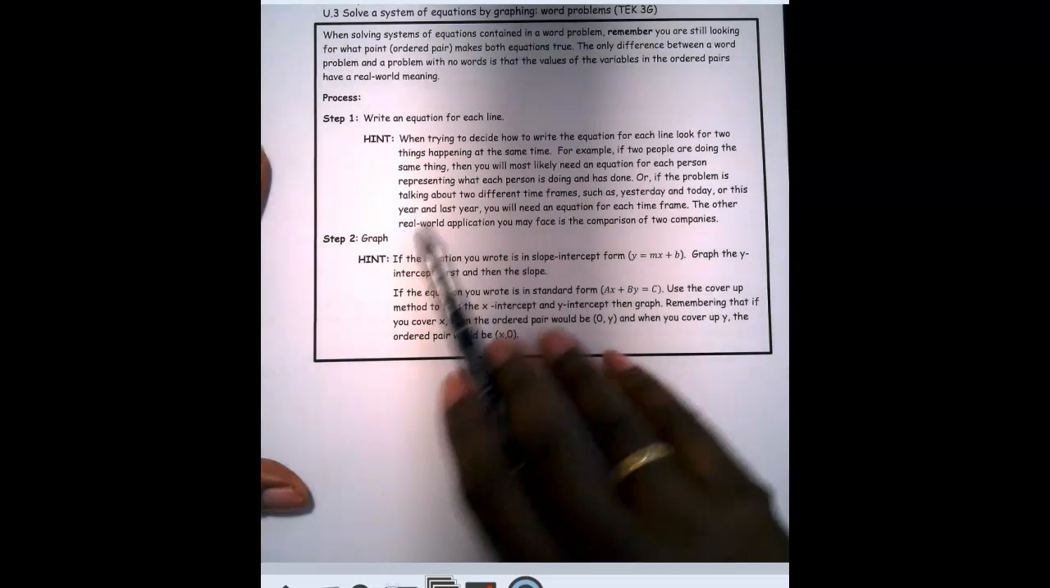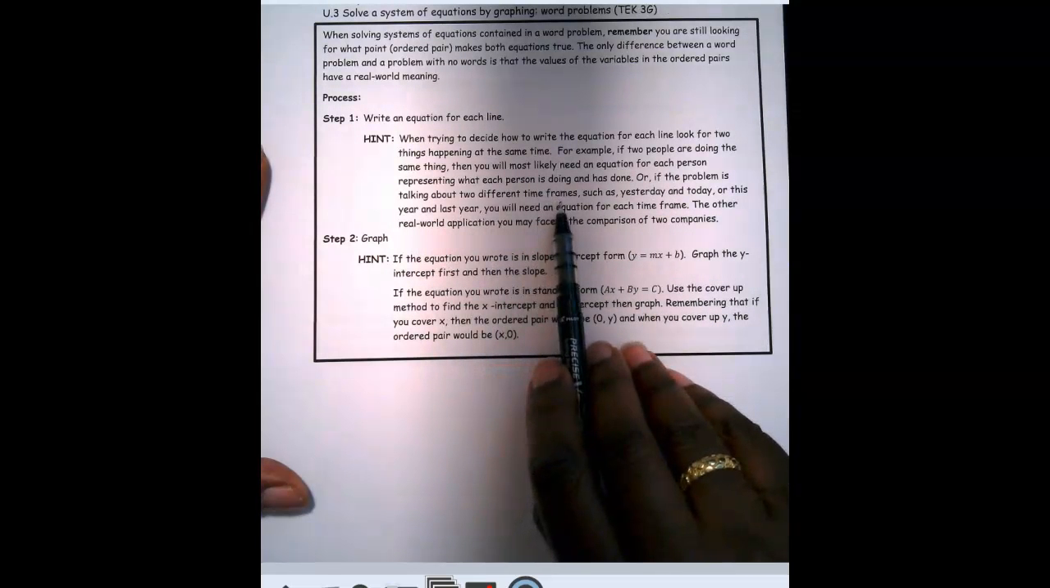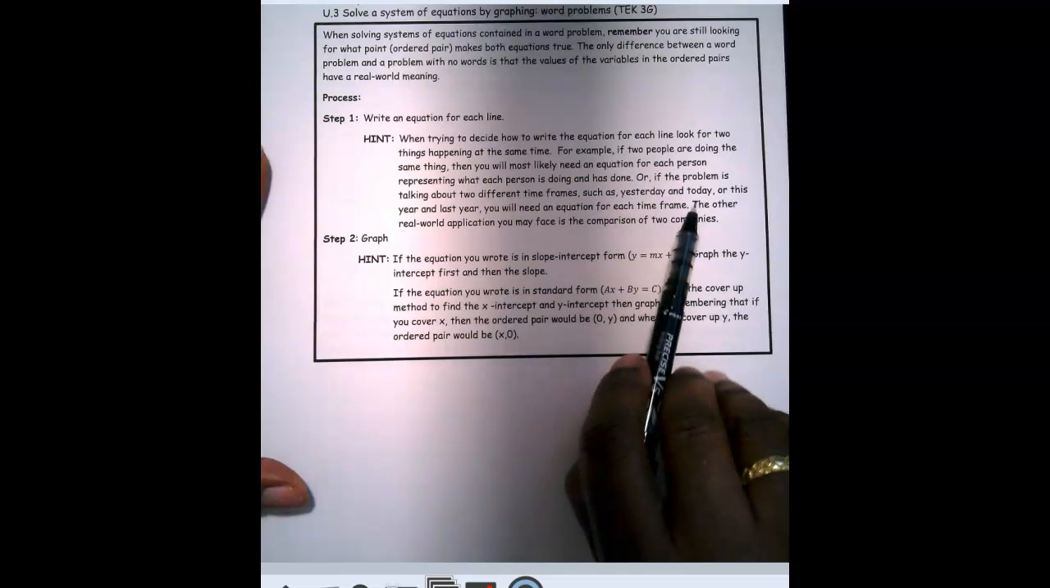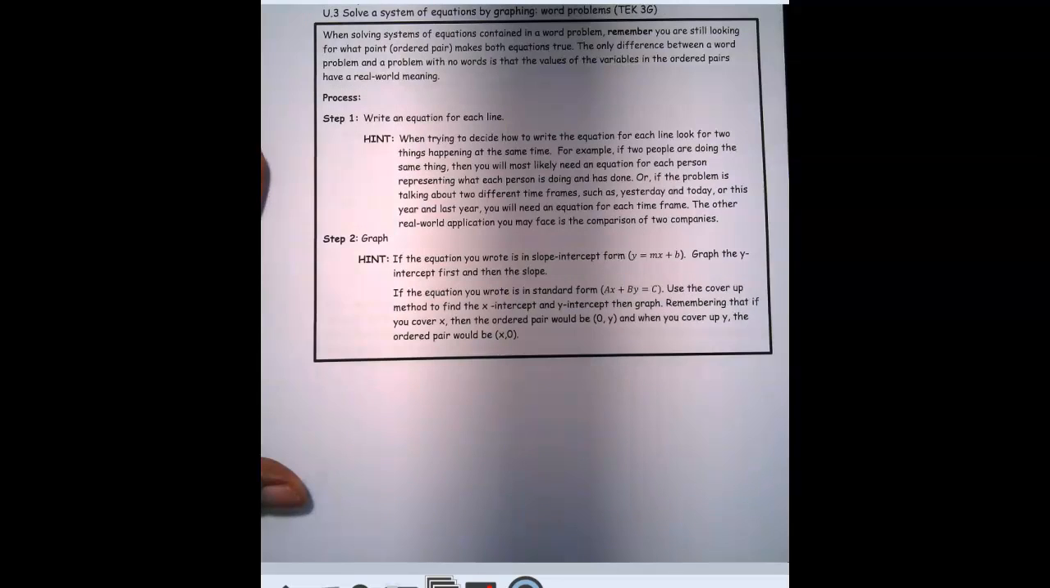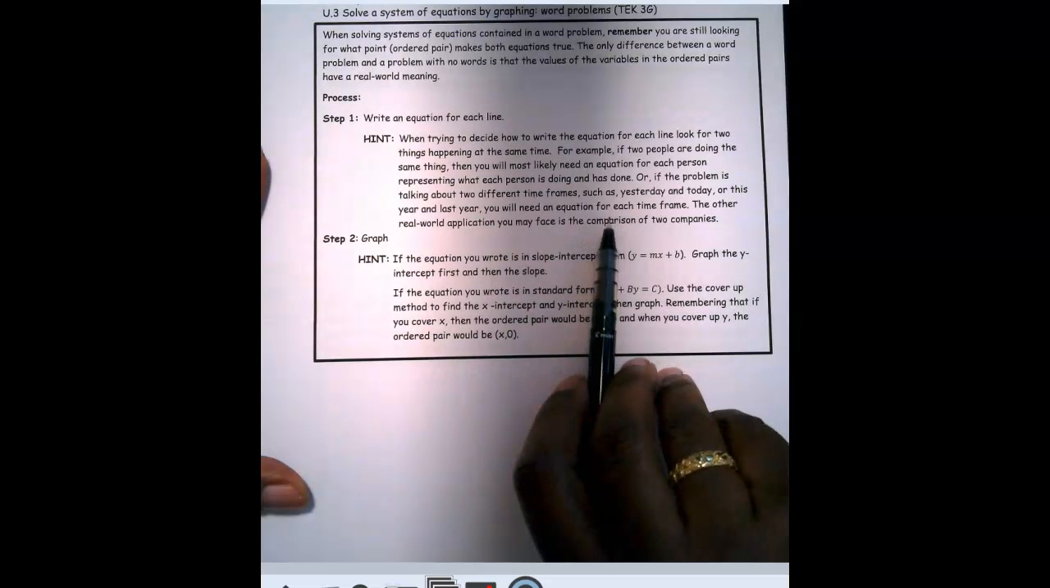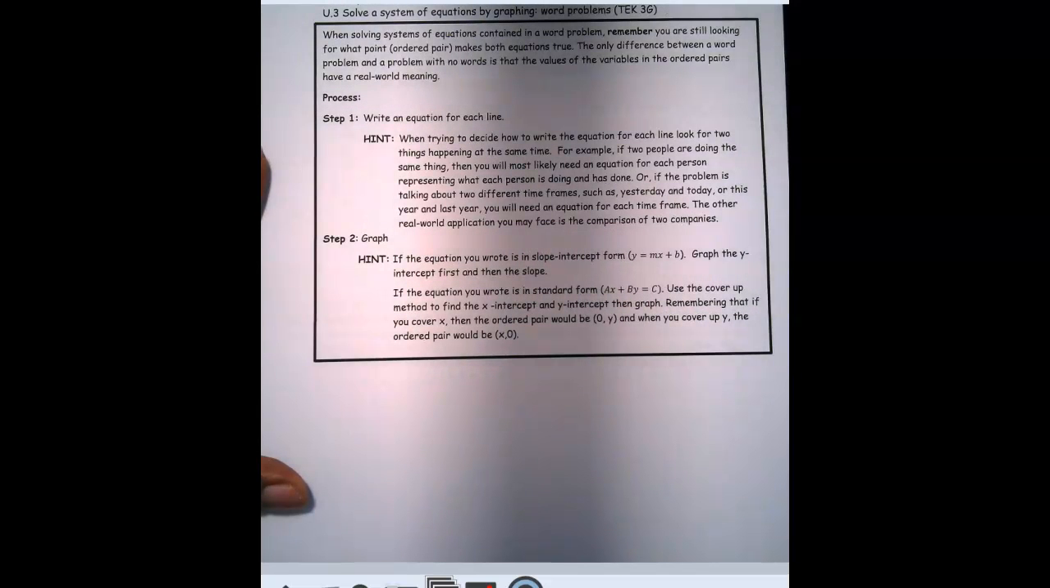Or if the problem is talking about two different time frames, such as yesterday and today, or originally and next, or maybe this year and last year, you would need an equation to represent each time frame.